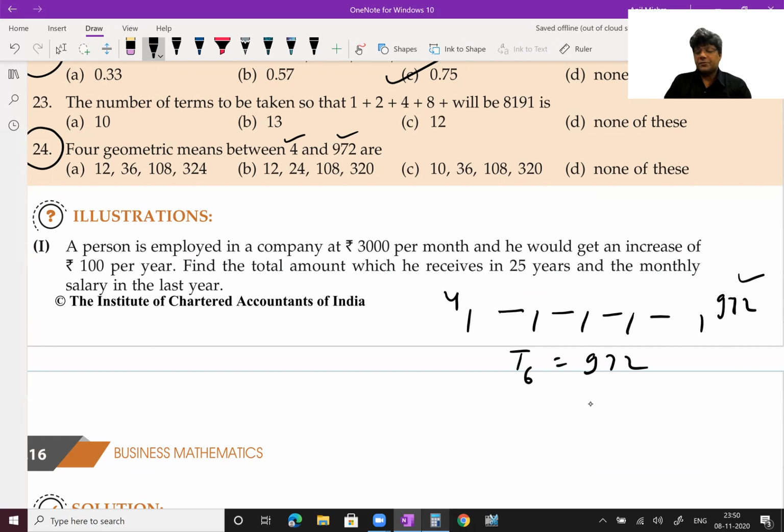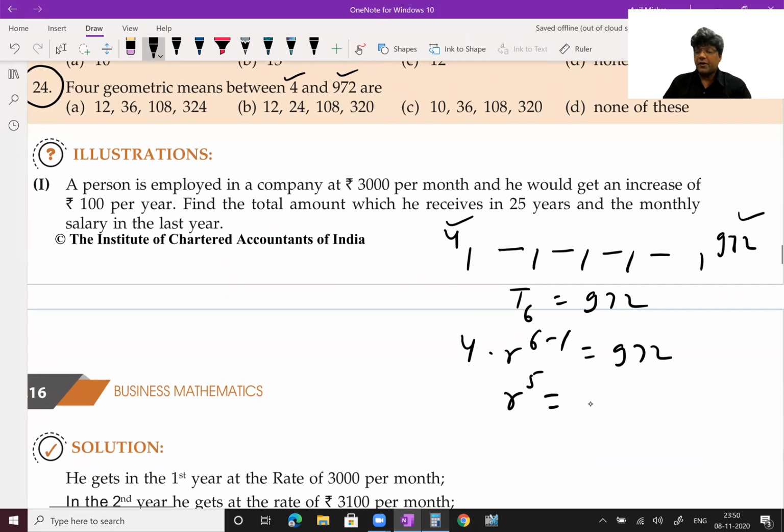What is the formula of a GP? A, that is your 4, into R to the power n minus 1 is equal to 972. So R to the power 5 is equal to 972 by 4. That is 243, which means 3 to the power 5. So therefore R is equal to 3.